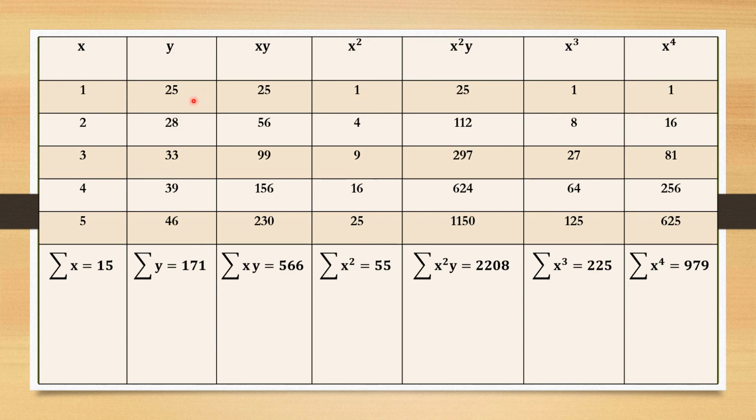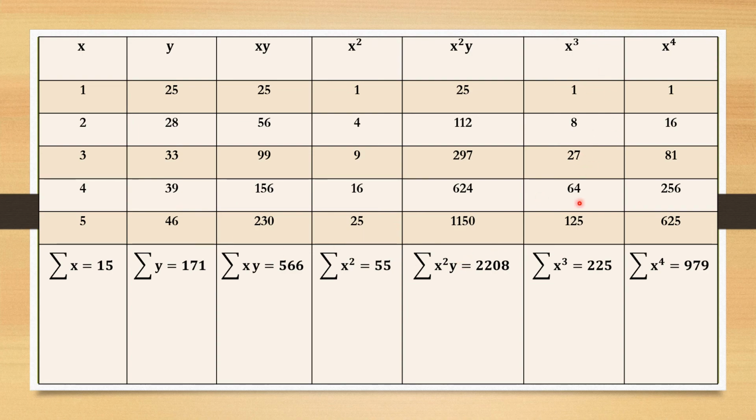Now x square y means multiplying x square and the y column. So 1 into 25, that becomes 25. 4 into 28, 112. Next is 9 into 33, that is 297. 16 into 39, 624. 25 into 46, 1150.